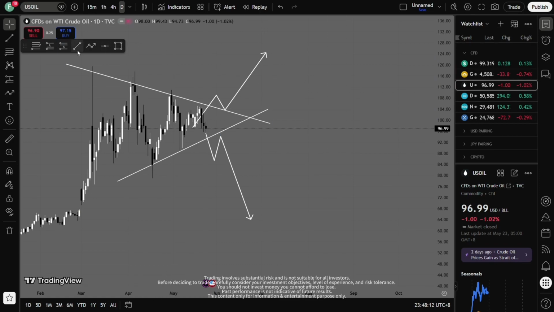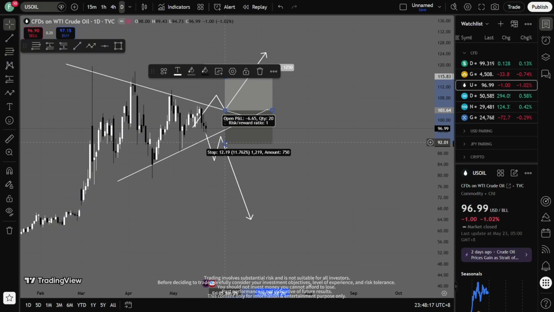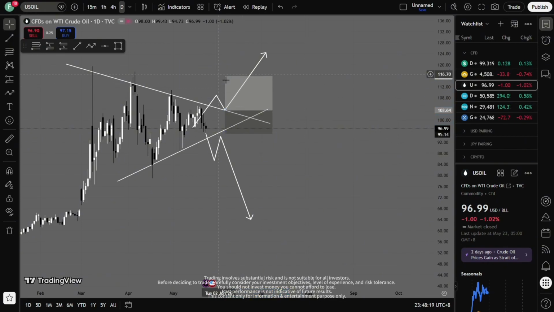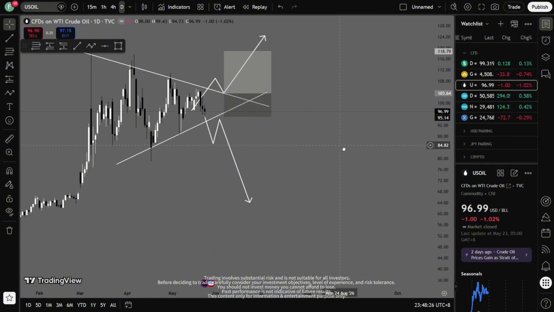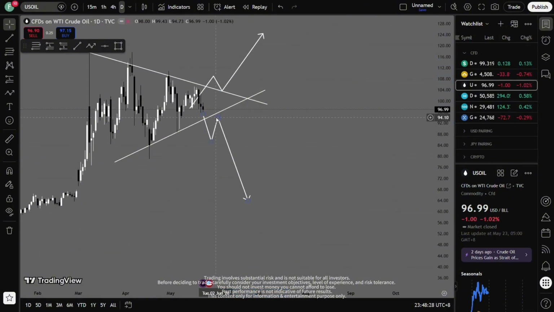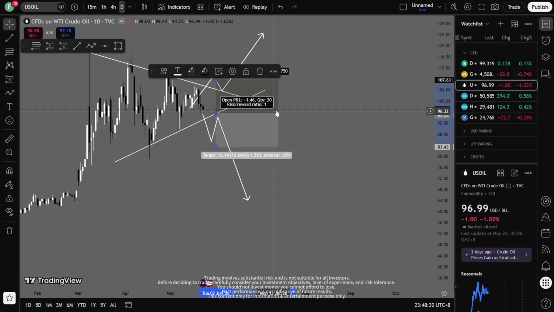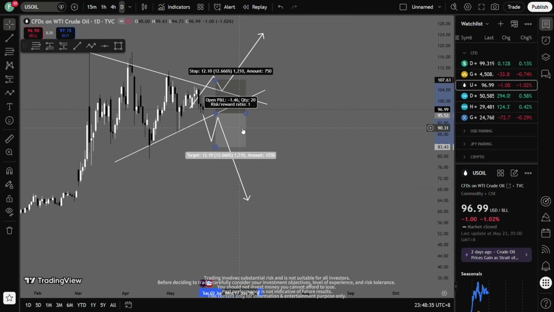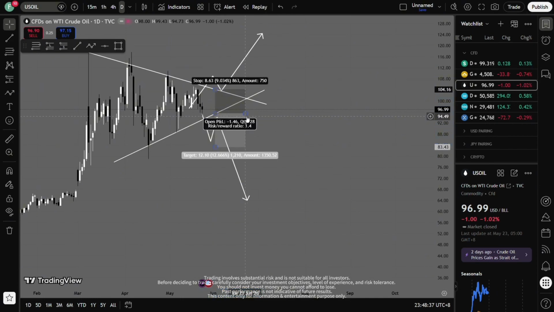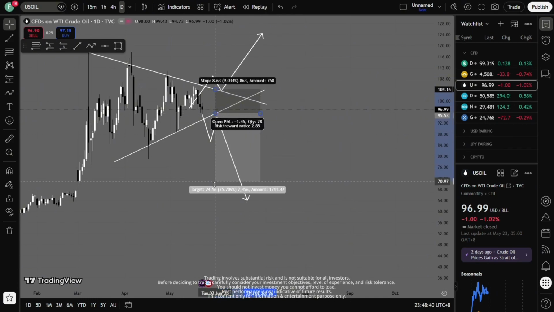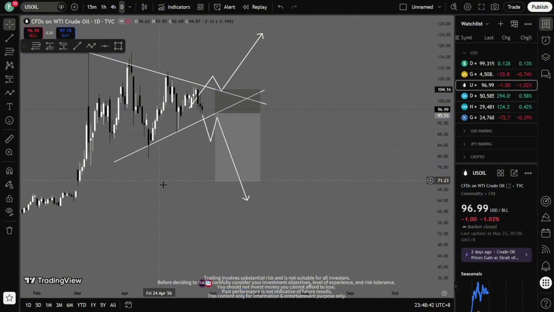If it breaks to the outside, we take a long here, our stop loss will be here, and the all-time high might be our next target. If it breaks to the downside, what we're looking for is here. After it breaks, it needs to retest. Our stop loss will be here, and our short final target will be 70. So let's move on to the index.